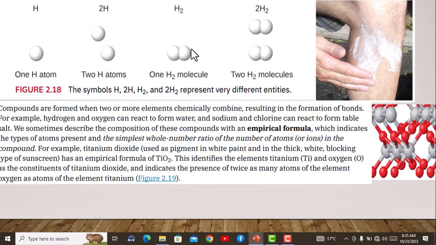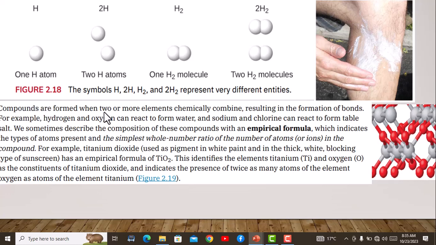A chemical reaction has transpired. And here you have a diatomic molecule, but how many of them? You have two of them. This is what it means. The symbols H, H2, H2, and 2H2 represent very different entities.